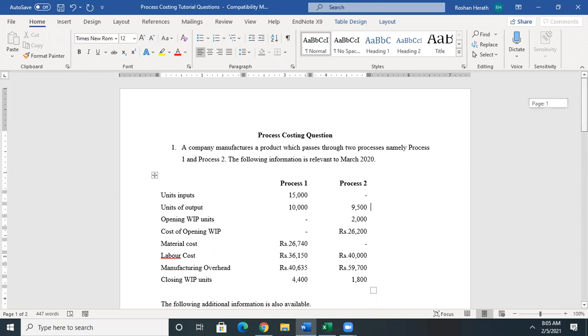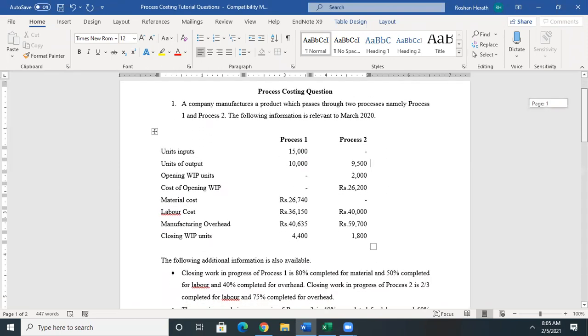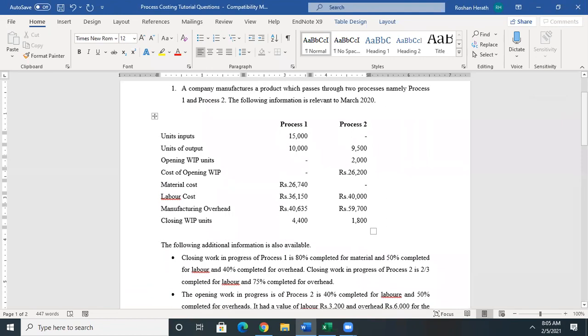Right. Here we are going to look at the first question. It's a kind of exam-type question. A company manufactures a product which passes through two processes, namely process 1 and process 2. The following information is relevant to March 2020. The unit inputs are given: output, the opening WIP, cost of opening WIP, material cost, the labor cost, the manufacturing overhead, and the closing WIP units are given, right?